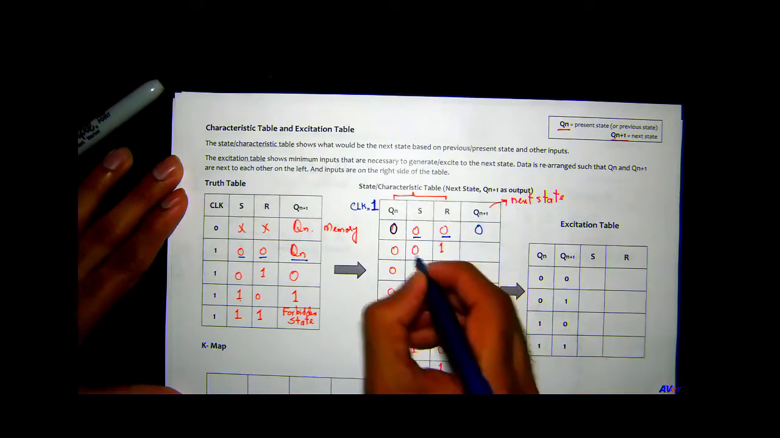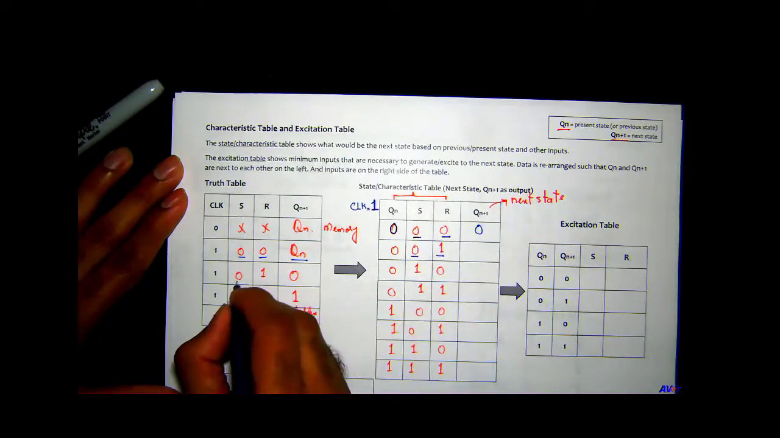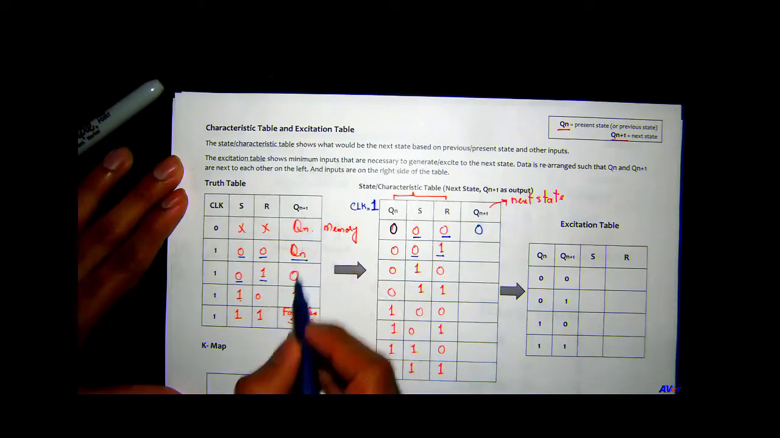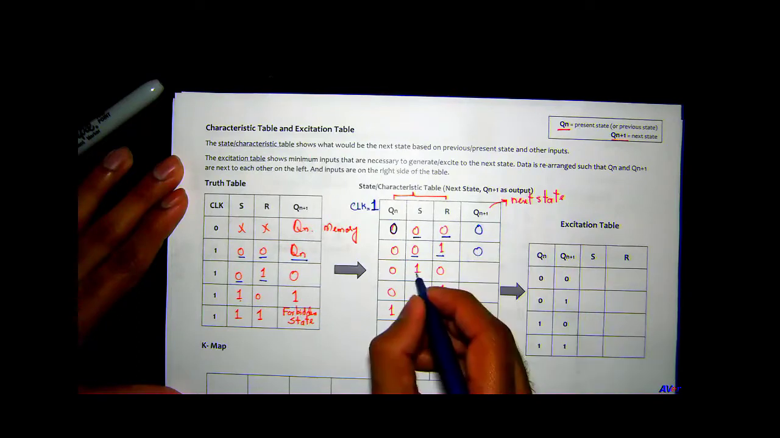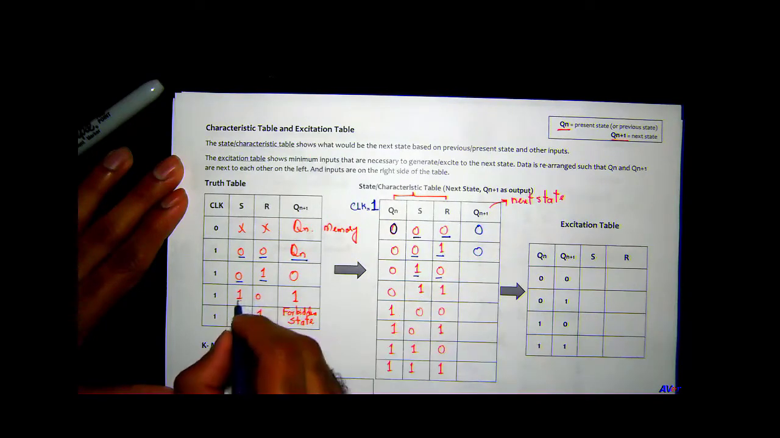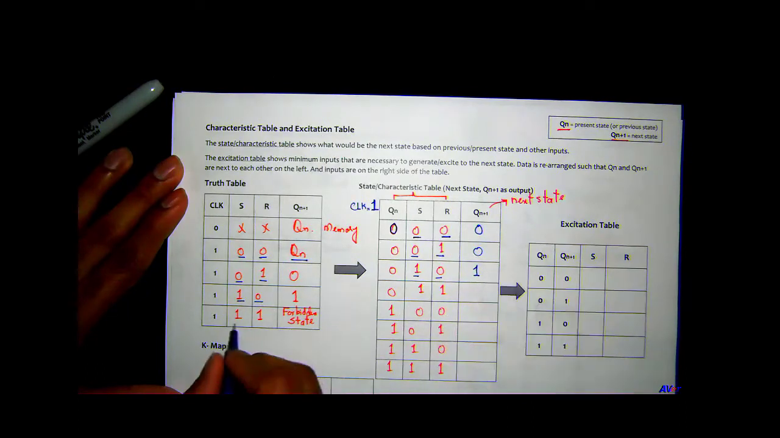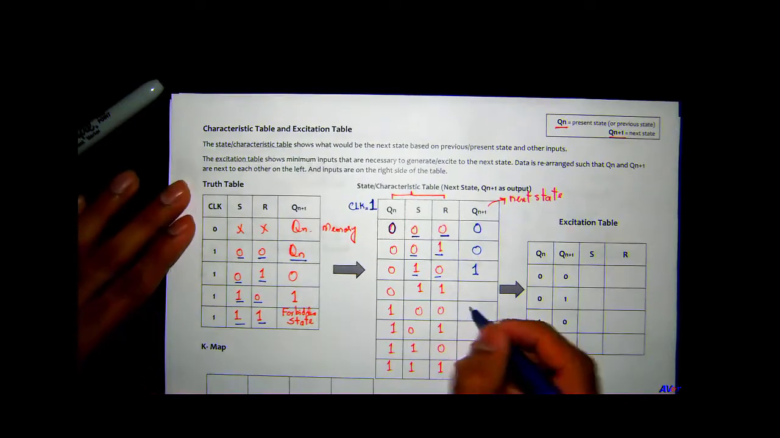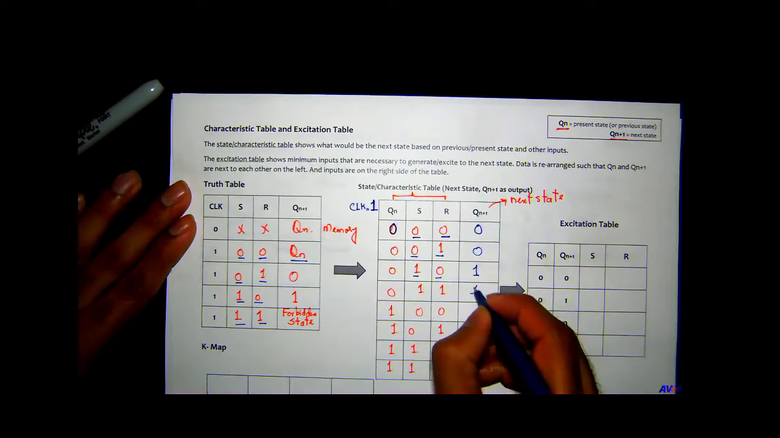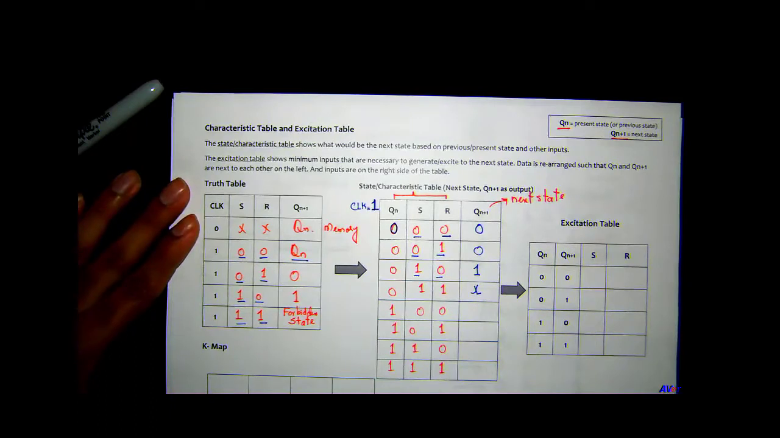Okay, S is 0, R is 1. The next state is going to be 0. S is 1, R is 0. Next state is going to be 1. Okay, S is 1, R is 1. The next state is going to be the forbidden state, so we just use the don't care here.